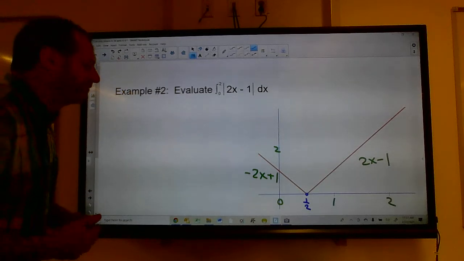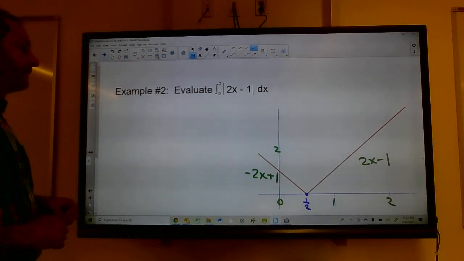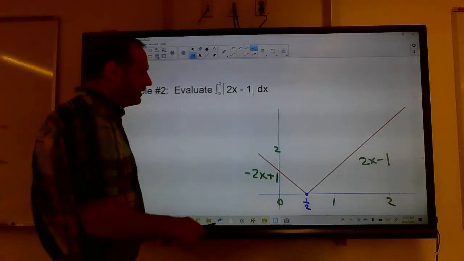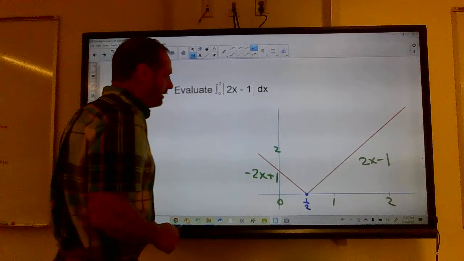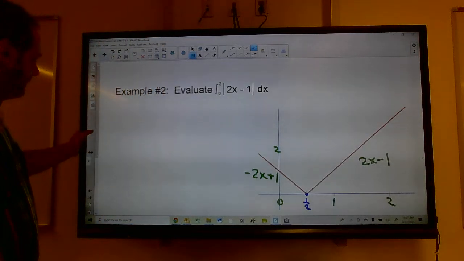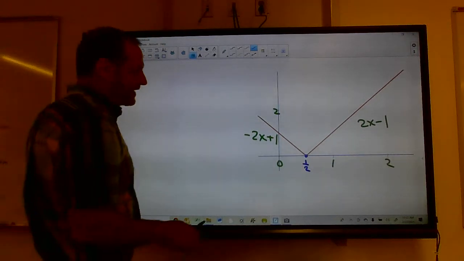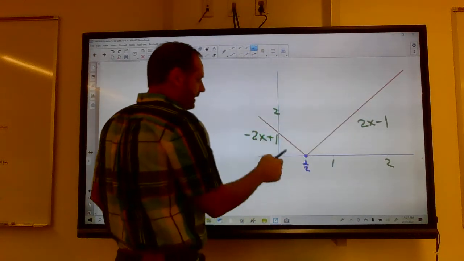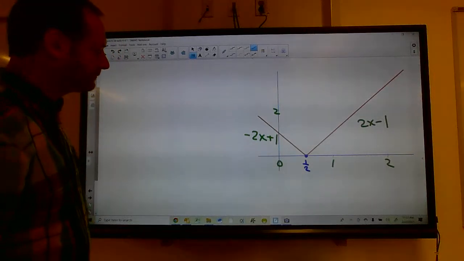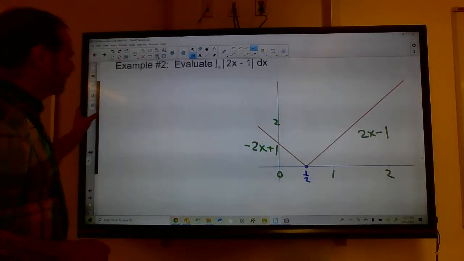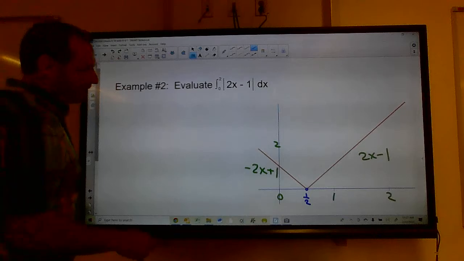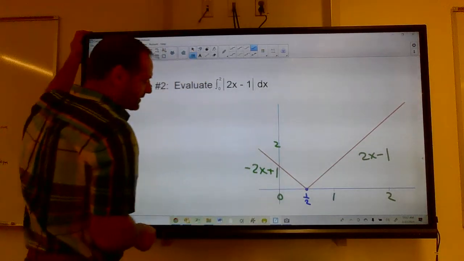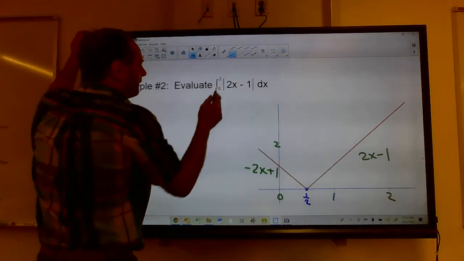All right, let's do an absolute value. So this is one where you want to break it apart. I always like to make a quick sketch on a graph. Here's the absolute value of 2x minus 1. On this side, it's going to be 2x minus 1, and on this side, it's going to be negative 2x plus 1. So what I'm going to do is break this apart. It changes at 1/2, because that's where this thing is 0, and it's where the vertex is.